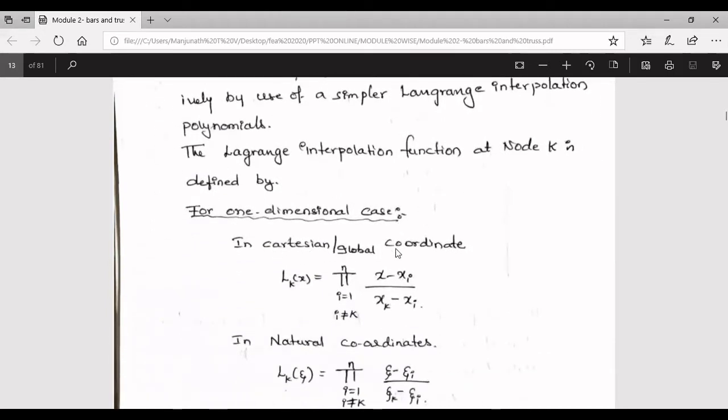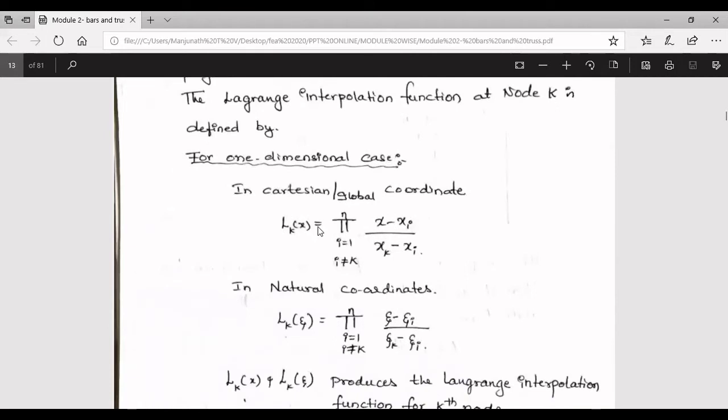In the Cartesian coordinate system, you can write the Lagrange's function Lk of x, which is equal to the product over i equal to 1, i not equal to k, to n, of (x minus xi) divided by (xk minus xi). This is in the Cartesian coordinate system, where i is not equal to k. Whichever kth node we need the shape function for, k must not be equal to i. Only then is this Lagrange's function applicable.